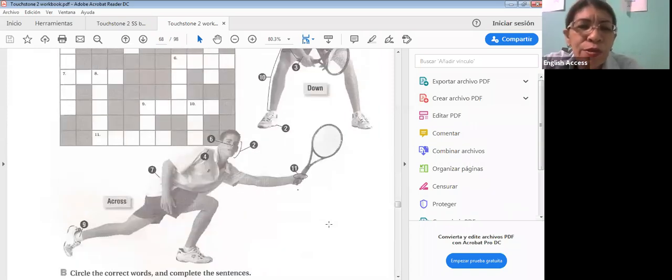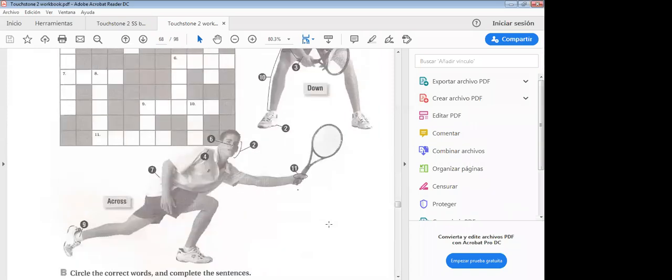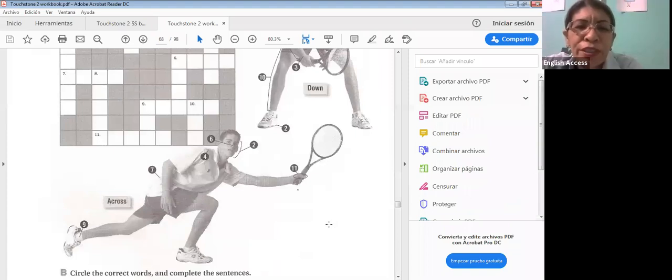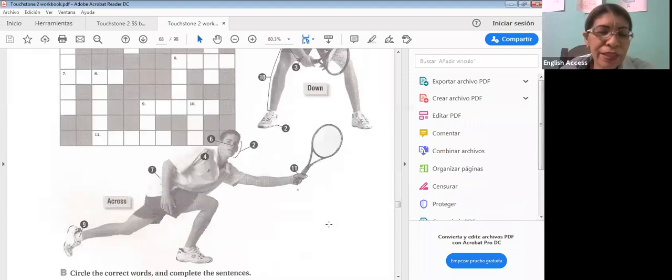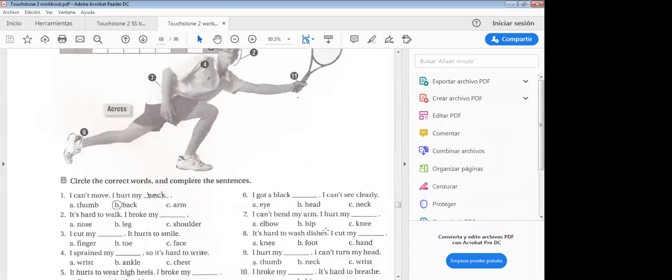Okay, number 2. Face. 6. Nose. 4. Shoulder. 11. Thumb. 7. Back. 9. Ankle. Okay.